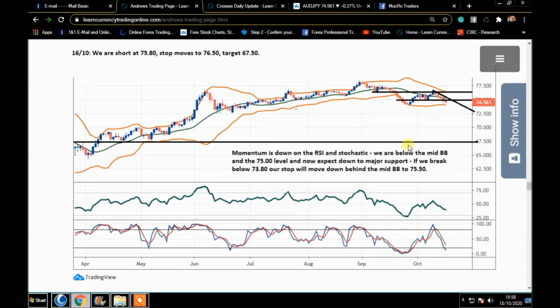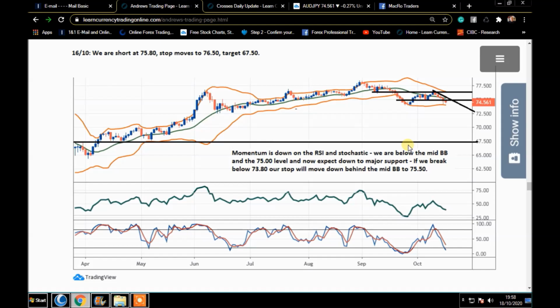Target 67.50, I believe we can easily get to that level longer term. So the risk reward on this trade is about 5 to 1. Obviously, our view has to be correct, but we like this pair a lot.